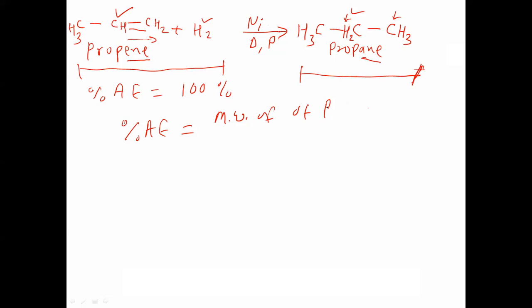Okay. Propane. Molecular weight of propane divided by, propane is the product. Molecular weight of product, divided by molecular weight of reactants. Which are the reactants? Propene.